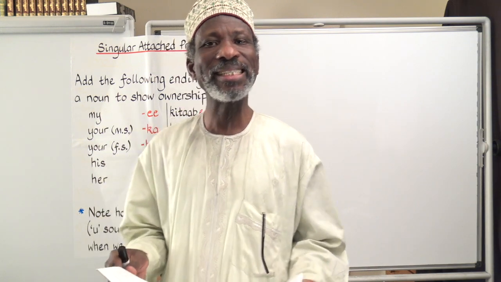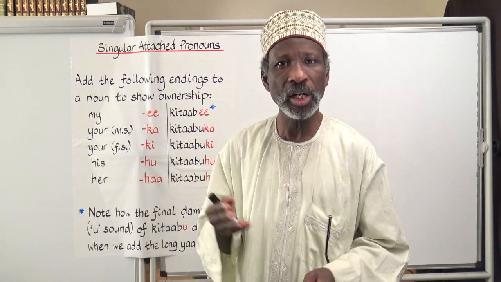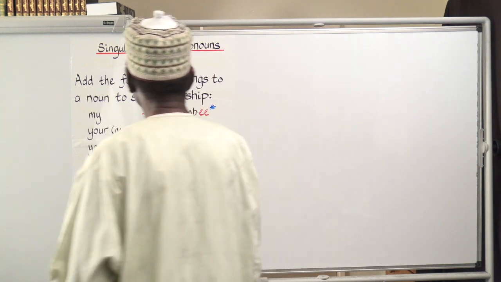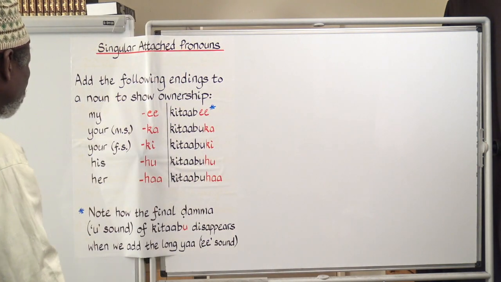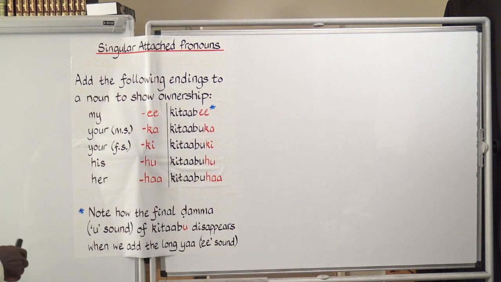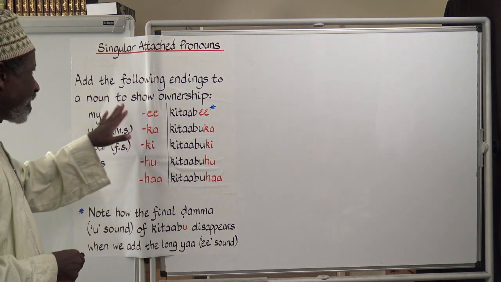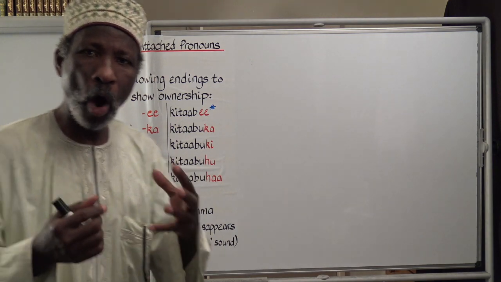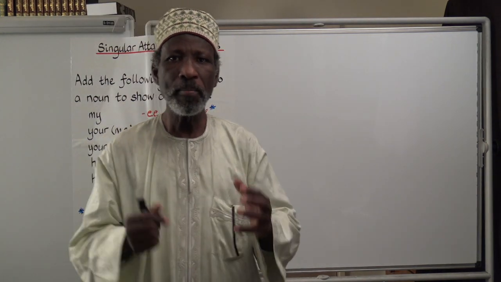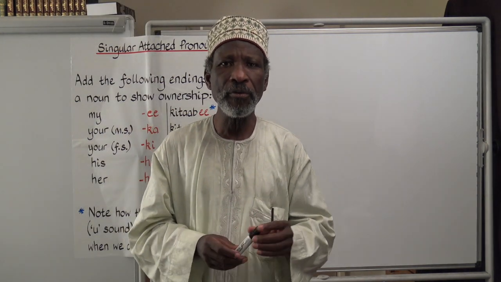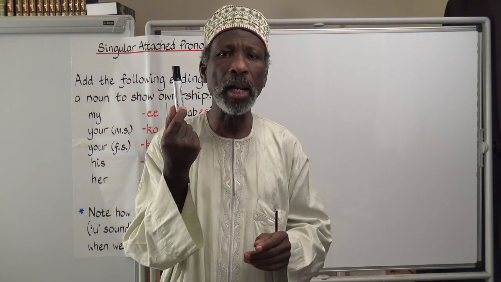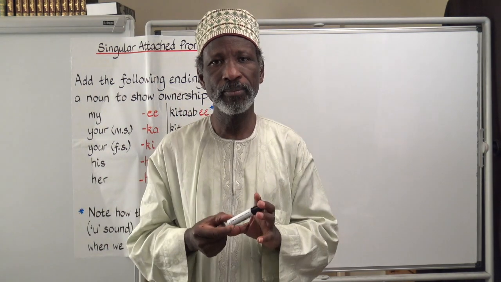Let's look at the singular attached pronouns. Now, add the following endings to a noun to show ownership. What do we mean by that? For instance, this is qalamun, a pen.